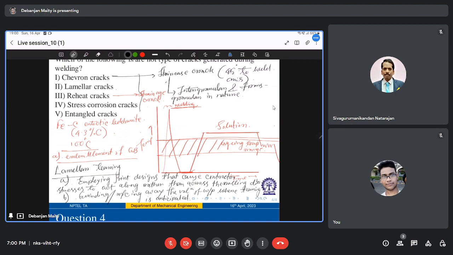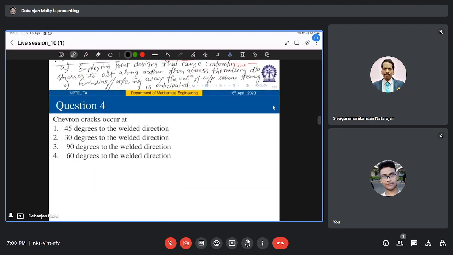Okay. So a lot of discussion happening today. We'll move to the next question. I already mentioned that chevron cracks occur at 45 degrees to the welding direction, right? So option one is correct here.